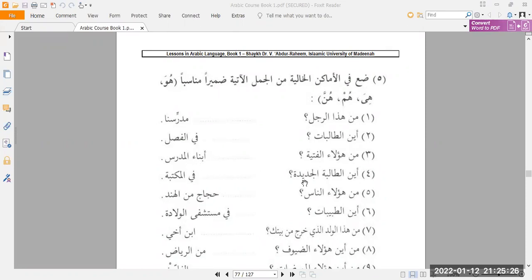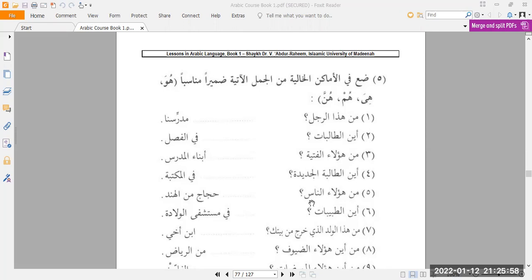Number 4: أين الطالبة الجديدة؟ Where is the new female student? So it is singular, ergo the pronoun has to be singular as well. So the answer will be hiya. Here, fil maktabati. أين الطالبة الجديدة؟ هي في المكتبة. Where is the new female student? She is in the library.